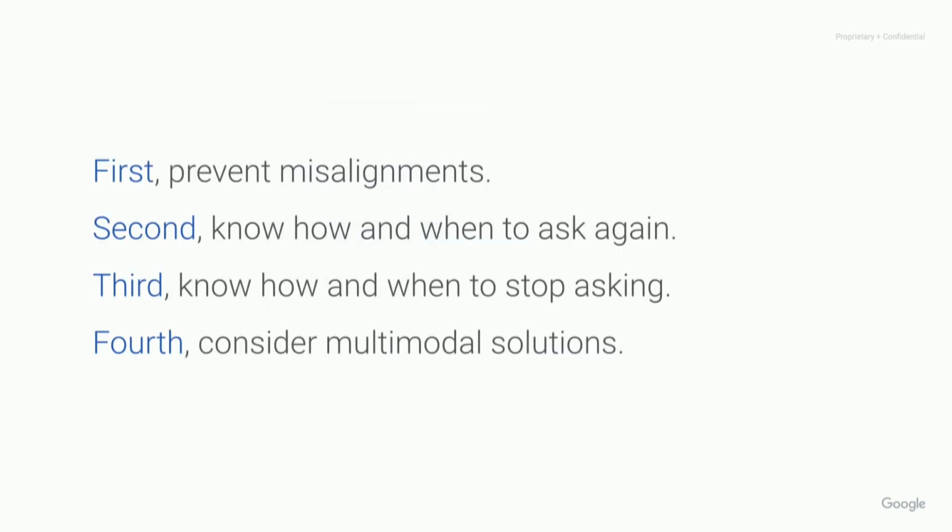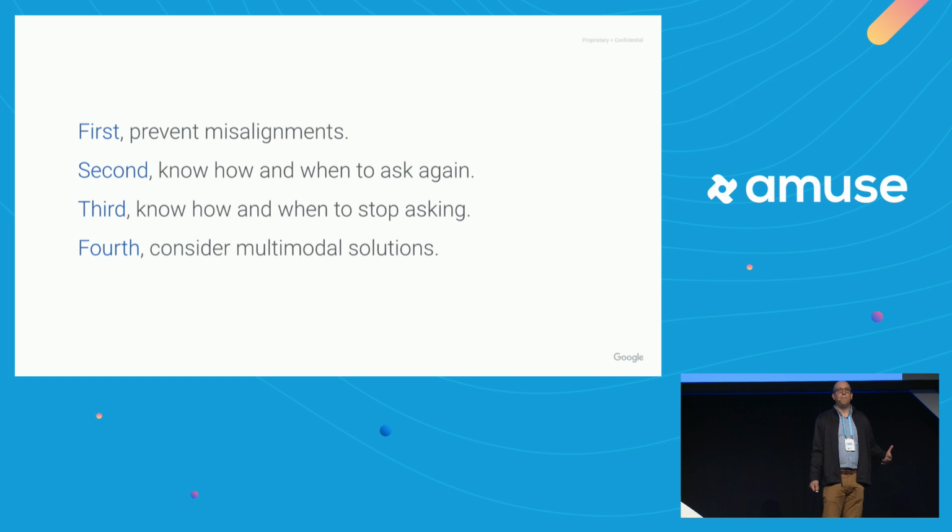So these were the 4 things that we covered that can prevent those misalignments or remedy them in a humane way. And if you become conversation designers, I hope that you will consider these. If you're in another field but you use these assistants, I hope you'll be listening for these to figure out where we could be doing a better job.